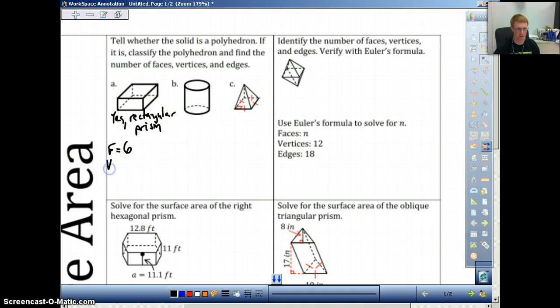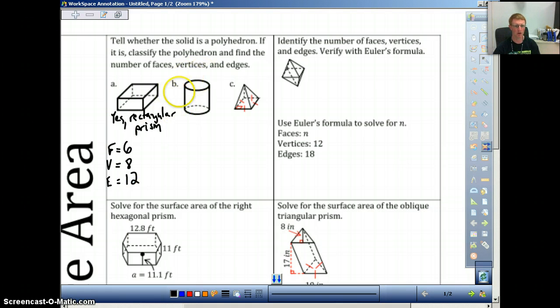And then we have vertices. Vertices is going to be the number of corners. 1, 2, 3, 4, 5, 6, 7, 8. So there's 8 vertices. And then edges is the number of lines, essentially. 1, 2, 3, 4, 5, 6, 7, 8, and then we still have 9, 10, 11, 12. So there's 12. So make sure you're adding all those up correctly.